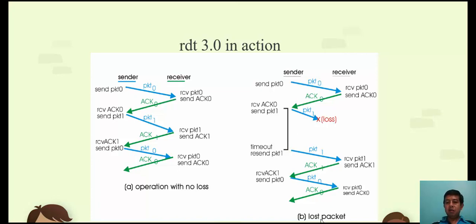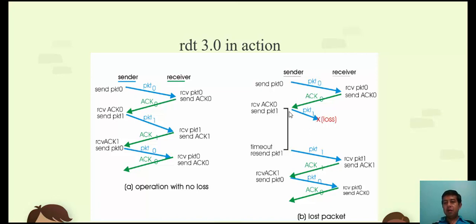Now let's see if a packet is lost. So the sender sends a packet number 0. The receiver receives packet number 0, sends an acknowledgement for packet number 0. The sender receives the acknowledgement for packet number 0. It sends the next packet with sequence number 1. Now this packet got lost in between.